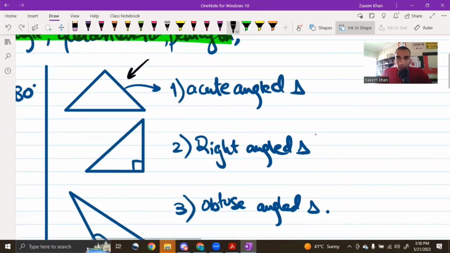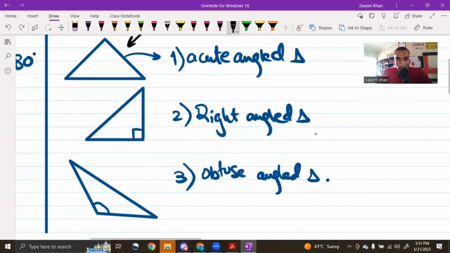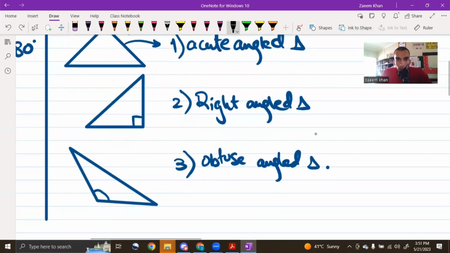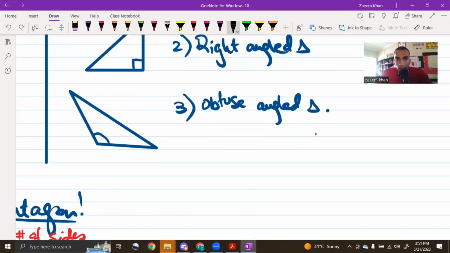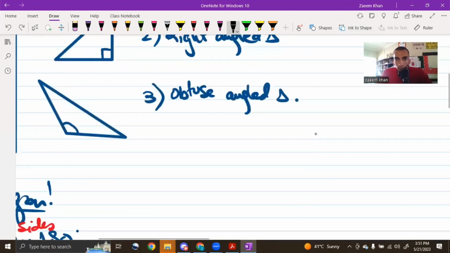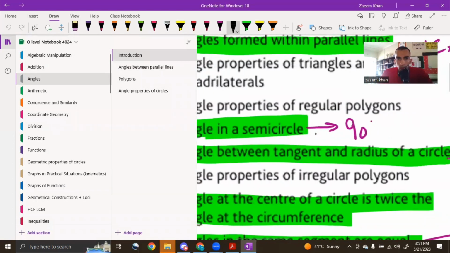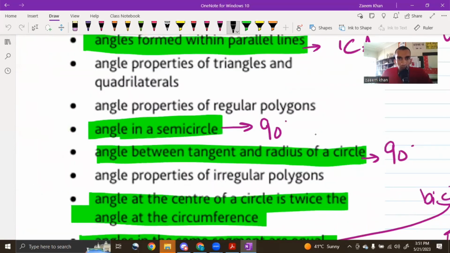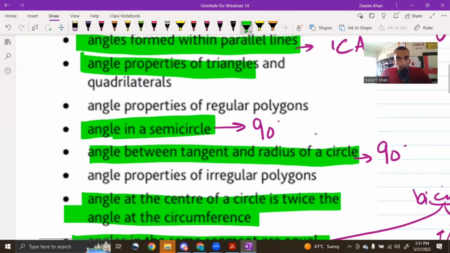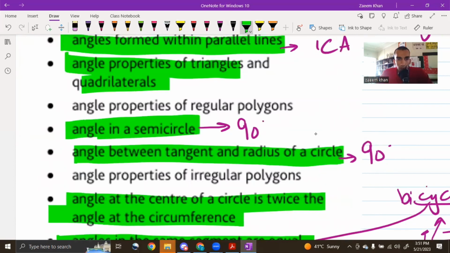Since every angle inside it is an acute angle, less than 90, it's an acute angle triangle. If one of the angles is a right angle, it's a right angle triangle. And if one of the angles is bigger than 90, it's an obtuse angle triangle. Does that make sense? So angle properties of triangles, done. Now let's go on to quadrilaterals.